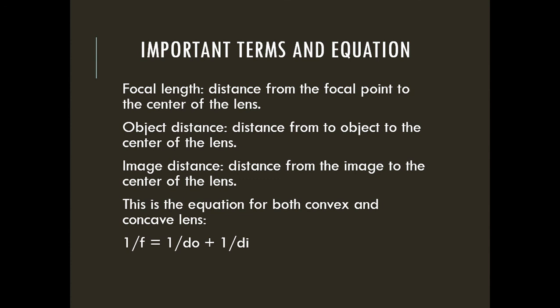And of course, we need to analyze the equation that we have right here. This is the equation for both convex and concave lens. So we have 1 divided by the focal length equals 1 divided by the distance of the object plus 1 divided by the distance of the image. As you can notice, it's a very simple equation, and you can use it, of course, by rearranging the formula and actually isolating one of the variables from here.